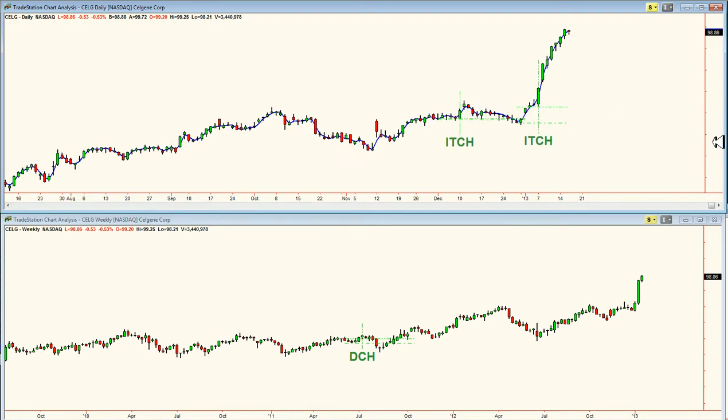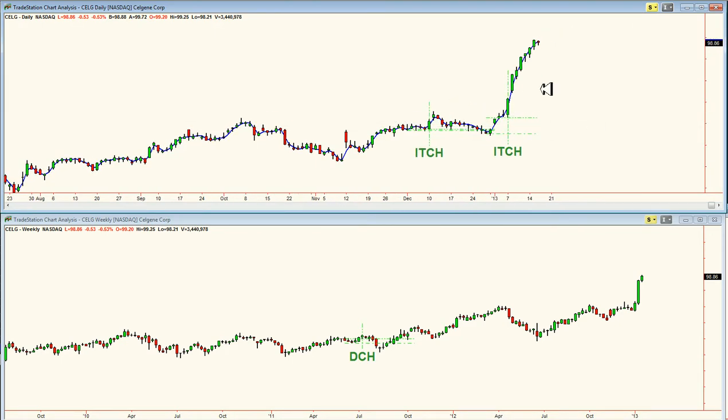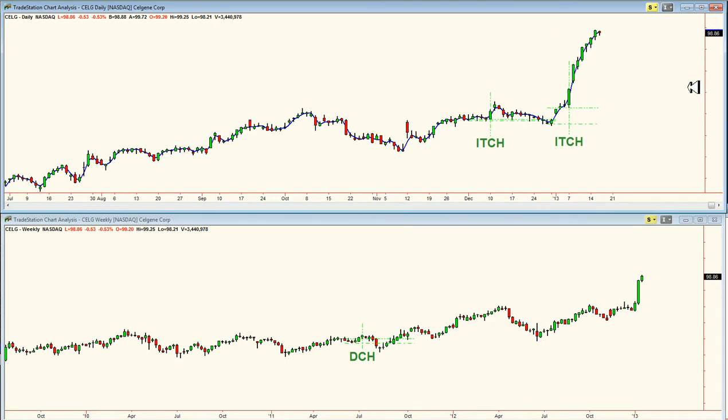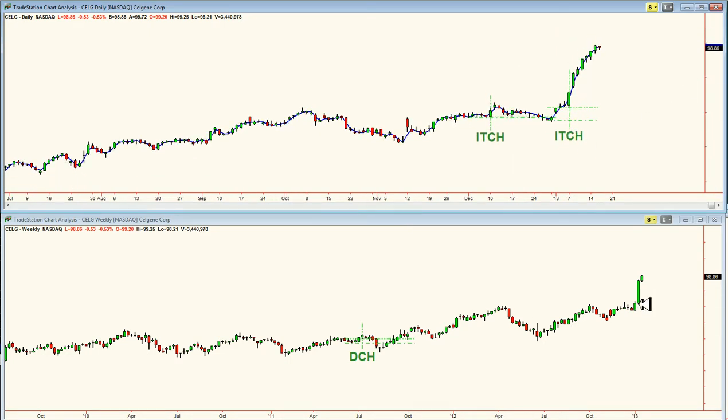But again, a nice itch fired. This just happened recently at the time of this recording, beginning of 2013. You can see this nice itch that fired. Bullish itch, again green, corresponding with the trend on the weekly chart for Celgene.